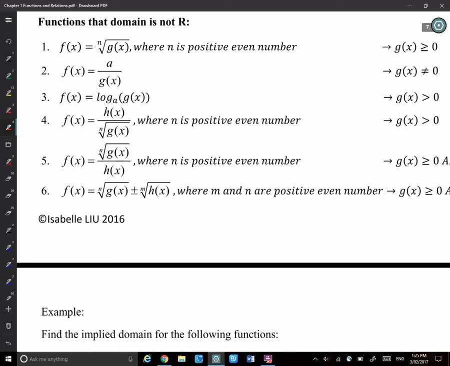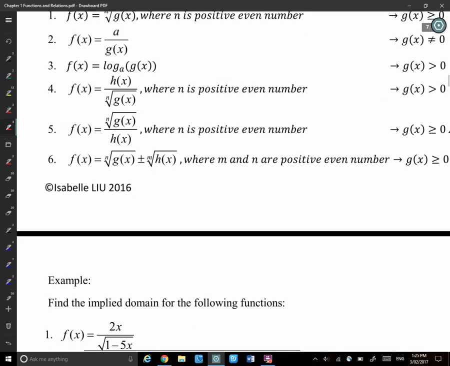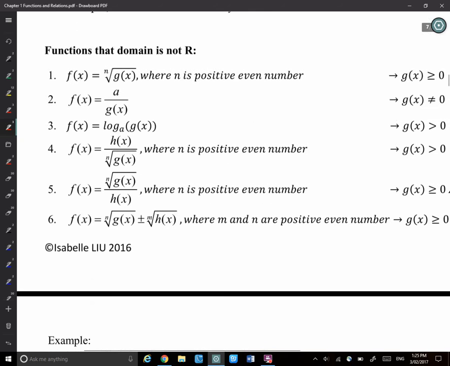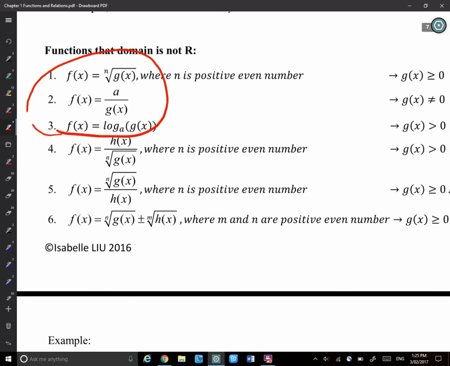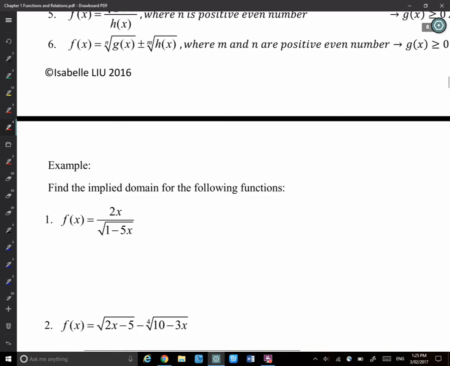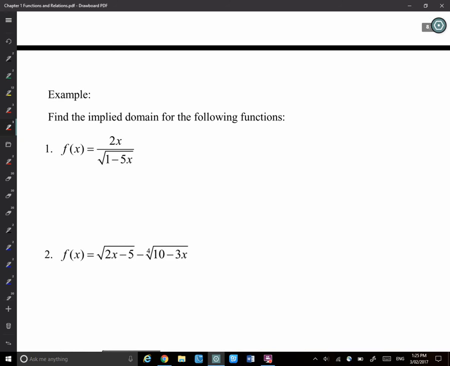If you have a log, the thing you put into log must be greater than 0, and we have some combinations. Basically, we just have the first 3, okay? That's the basic thing. We have the first 3 with restrictions by its function. So let's look at some examples here.